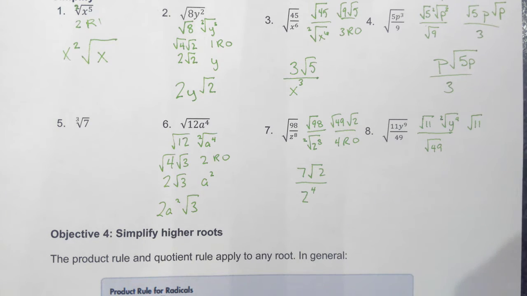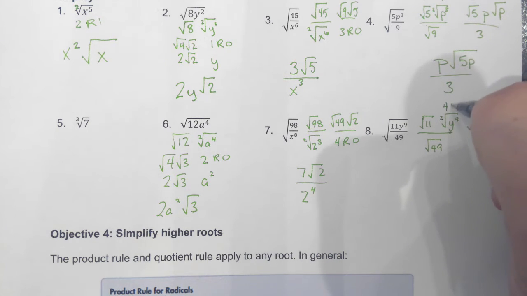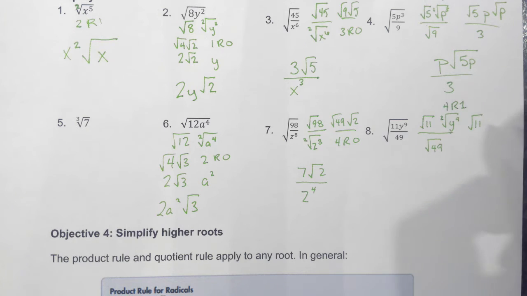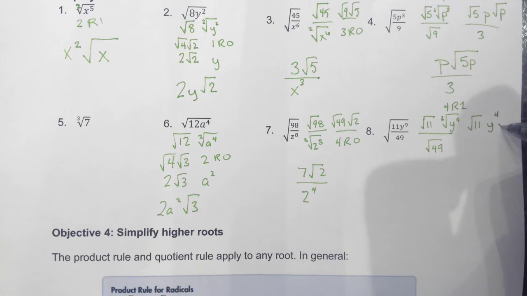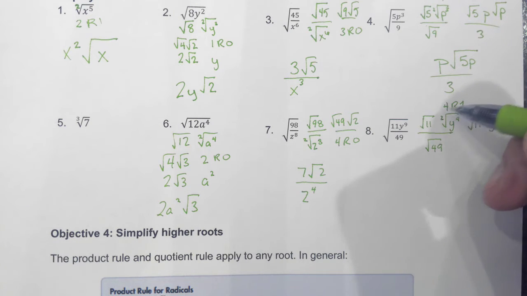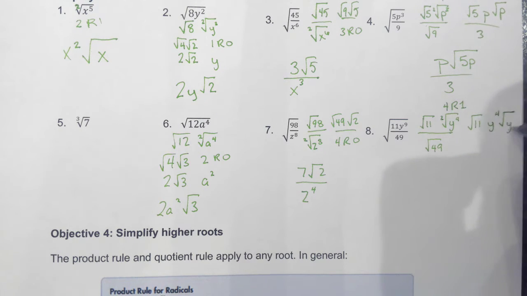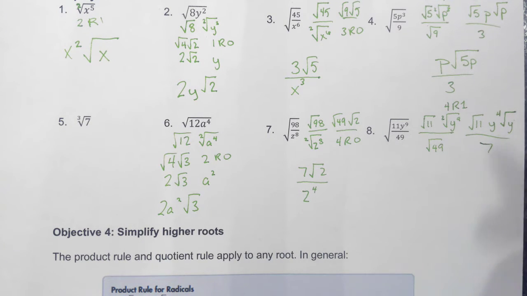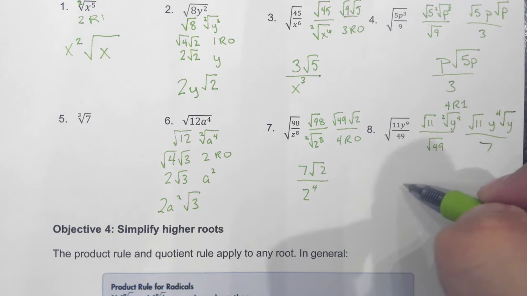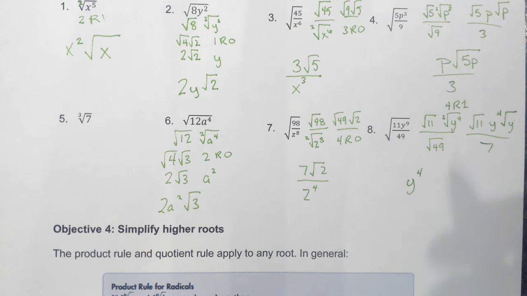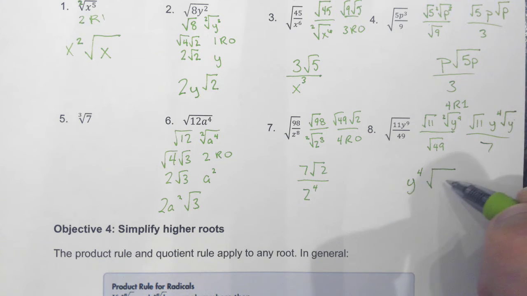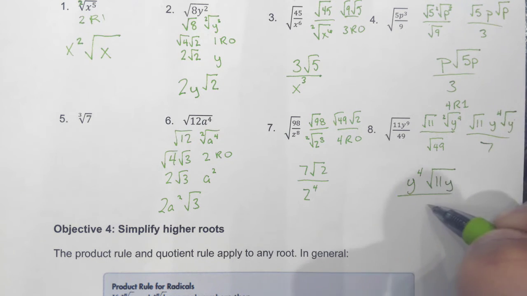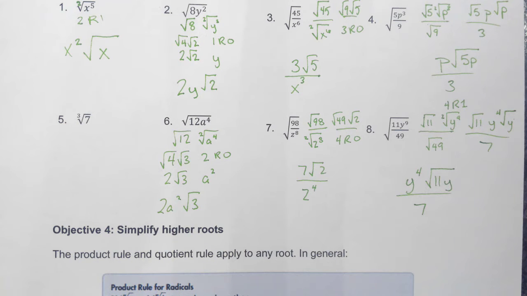So we're doing the square root of y to the 9th. So how many times does 2 go into 9? It goes into it 4 times with a remainder of 1. So that would be y to the 4th on the outside, and then y to the 1st on the inside, but we don't need the 1st. On bottom, square root of 49 we all know is 7. Okay, so this then just gives us a final answer of y to the 4th on the outside. On the inside we have the 11 and the y, and then on bottom we've got the 7.